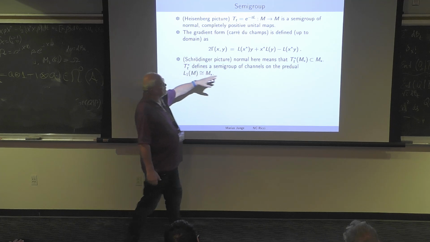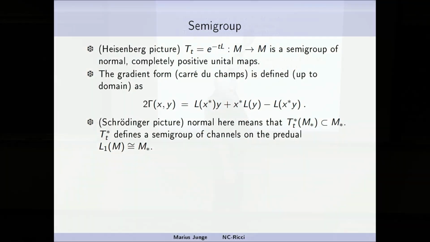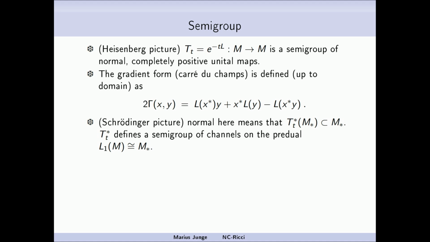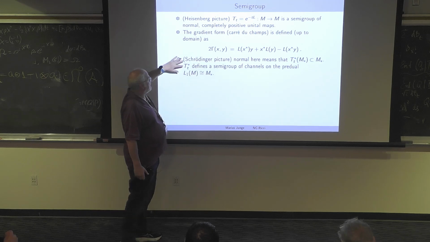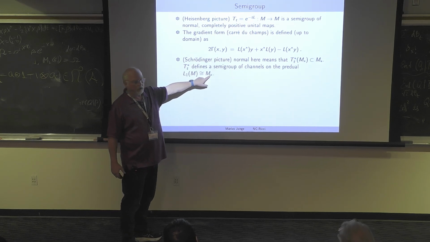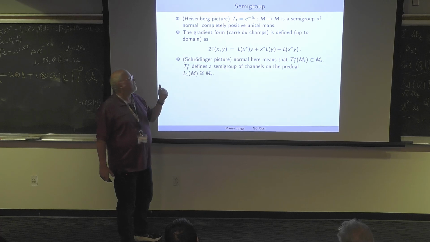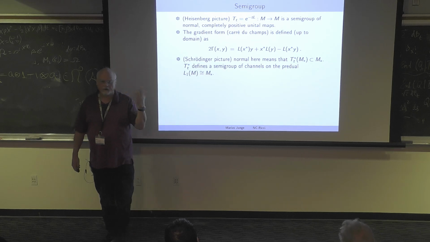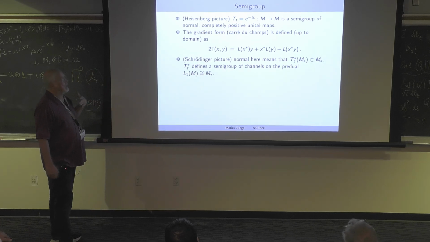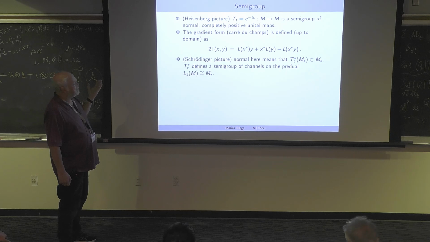A map is normal if the dual map preserves the normal functionals. I mean, T goes from M to M, T star goes from M star to M star. The normal functionals are also functionals. If T star preserves the normal functionals, then they are dual maps, and the duals of these maps are maps on M lower star, or L1, whatever you like. And if these are unital completely positive maps, these are your channels. So that's the standard relation between channels and UCP maps.